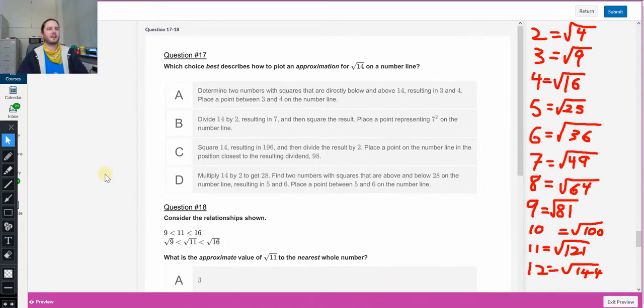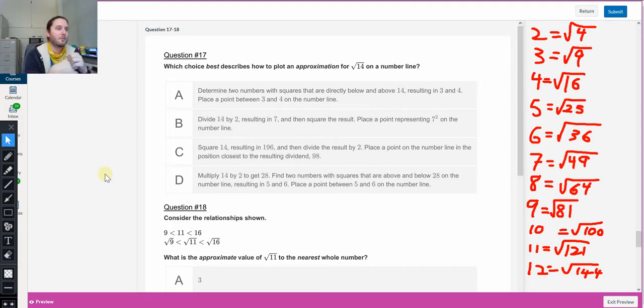Number 17 is a reasoning problem. This one is asking how you would solve a problem, not necessarily what the answer is. It's asking what describes how to plot an approximation for the square root of 14. So it wants you basically to explain the notes that I had you take the other day, which is how would I find the answer for the square root of 14?